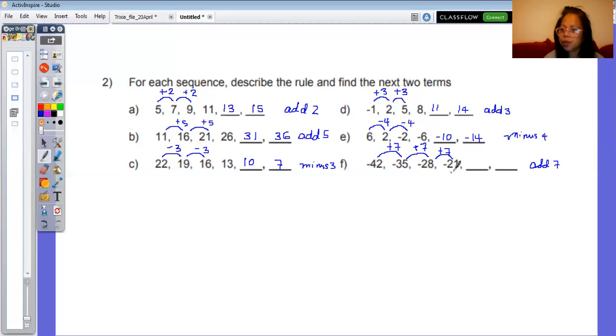So again, if you keep thinking of the number line, you're going to the right. So it will be a plus 7. So that would be a plus 7 here. And that would be minus 14 plus 7. Okay? Now, going now here.